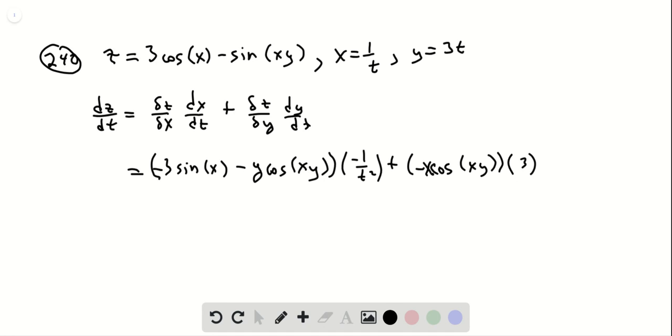Okay, now can we clean this up at all? Well, that's in terms of x and y, but now let's go back and put in what x and y are. So now we have a negative 3 and a negative y times a negative 1. They're all going to become positive, right? So I'm just going to say 3 sine of x, but that's 1 over t, minus y, which is 3t, times the cosine of xy, but the x times y is just 3. 1 over t times 3t is just 3. That's all over t squared.